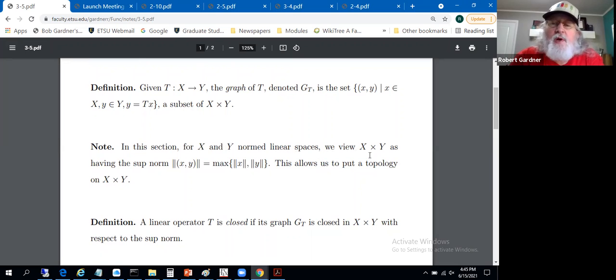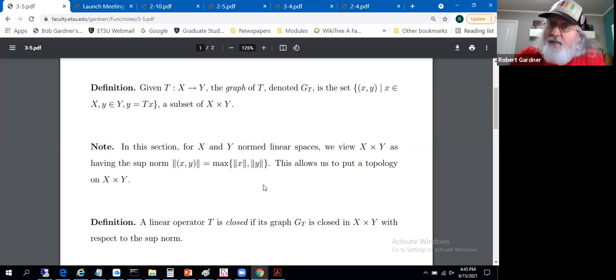So we can view X times Y as having the sup norm on it. So that would be for the pairs (x, y), we define the norm of that pair to be the maximum of the norm of x and the norm of y, given that the linear spaces X and Y are normed. So we've actually got three norms here. We've got the norm on set X, the norm on set Y, and the sup norm that's being defined on the Cartesian product, X times Y.